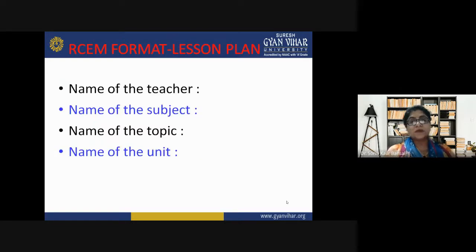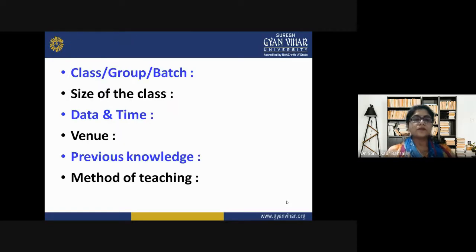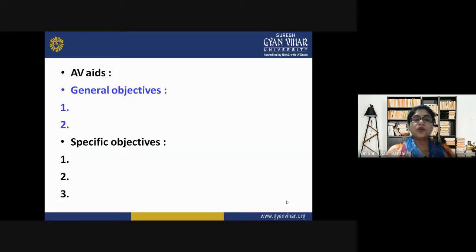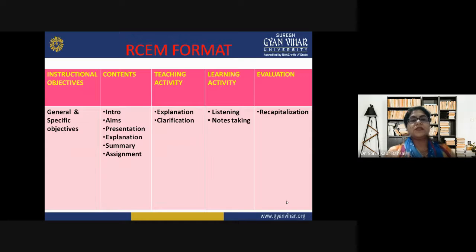Now the RCEM format lesson plan, just have a look at how it is made. So first of all, we are going to write the name of the teacher, subject, then topic, then unit. And in this way, it is systematized. Then class, group, batch, what is that? Then the size of the class we mention here, date and time when we are going to teach, venue, where, previous knowledge, we are going to check that, method of teaching, what you have applied, and the audio visual aids. And then we are going to add general objectives, 1, 2 in points. And then we are going to add specific objectives also, students, 1, 2, 3 points. Now see, this is the RCEM format, how we are going to prepare the lesson plan through this.